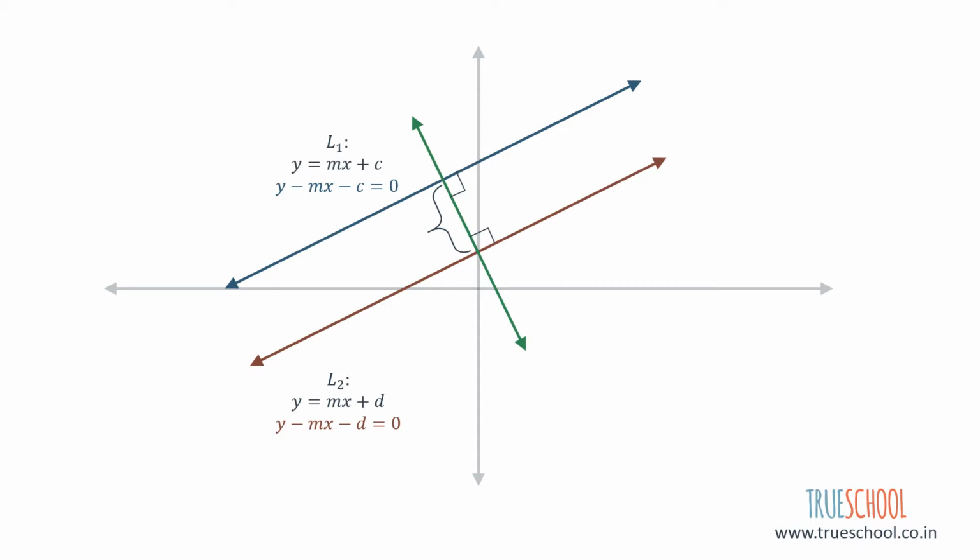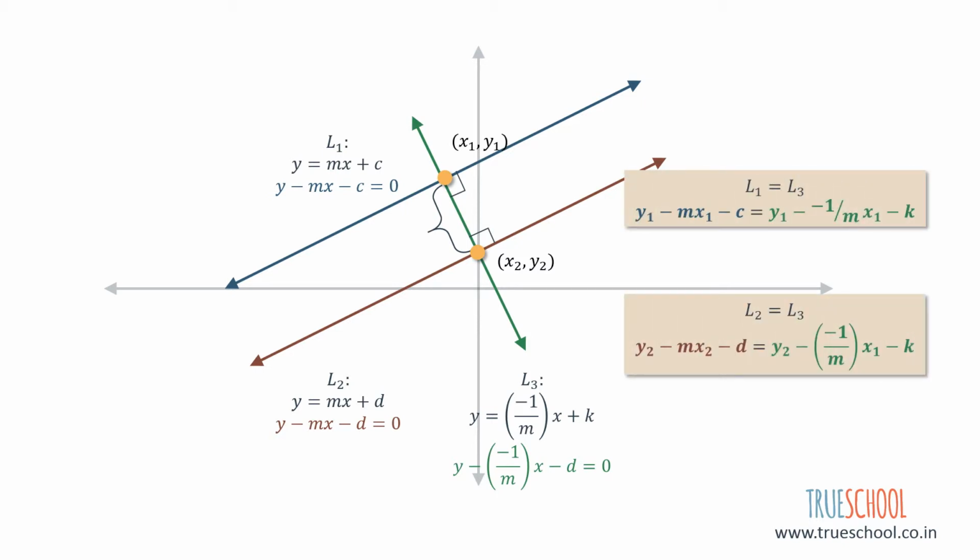At this point, let's revise what we have learned till now. If we take a line L3 perpendicular to these two lines, we can find this length by finding coordinates of these 2 points. Notice the slope of the line L3 perpendicular to these lines is negative of inverse of m. We can find the intersection of two lines by simply equating the two linear equations.